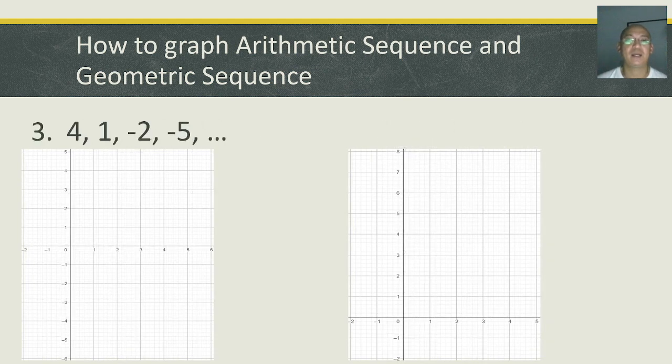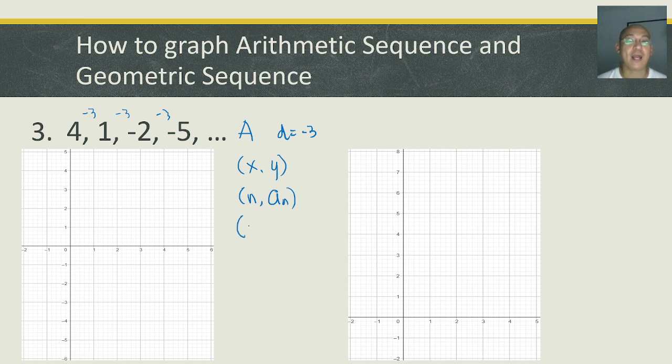Example 3. 4, 1, negative 2, negative 5, and so on. Observe that we are subtracting 3. As we are subtracting 3, it is an arithmetic sequence, and your common difference is negative 3. Let us find the value of x and y coordinates. That n will be your x and your term will be your y.